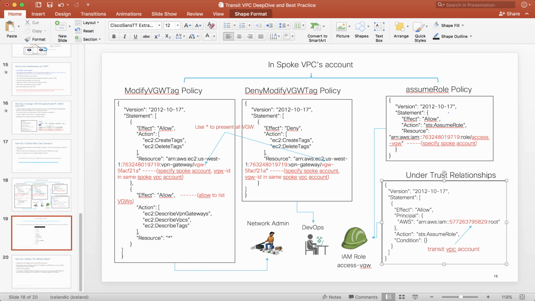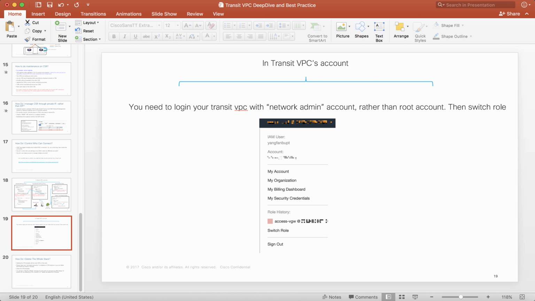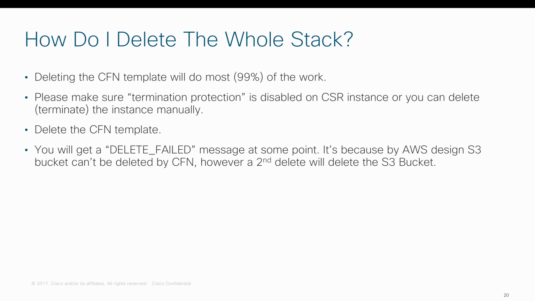So I think this is a pretty easy example of how to control who can access the tag, which will trigger the Lambda function, and you can just copy those parts to your IAM role. The last one I'm going to talk about is how to delete the whole stack. Typically, deleting the CloudFormation template will do 99% of the work to delete everything.